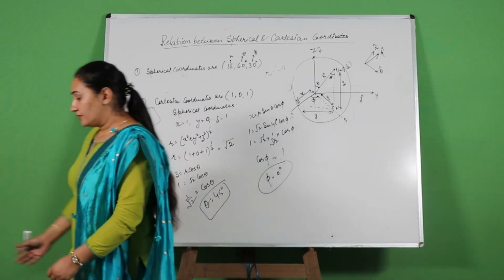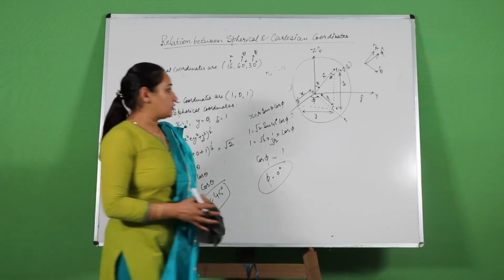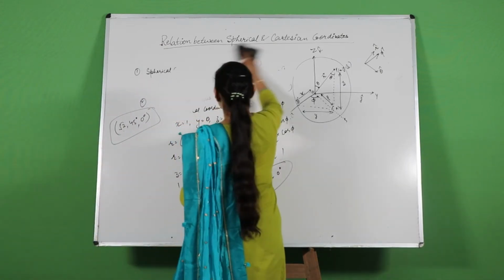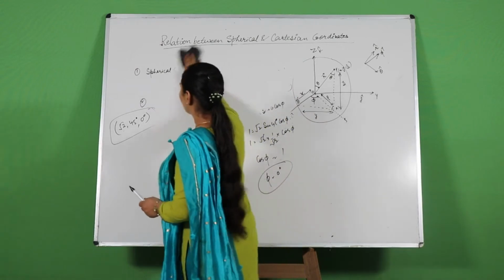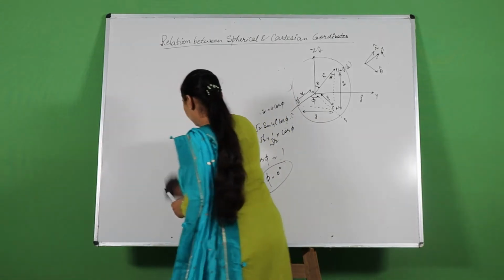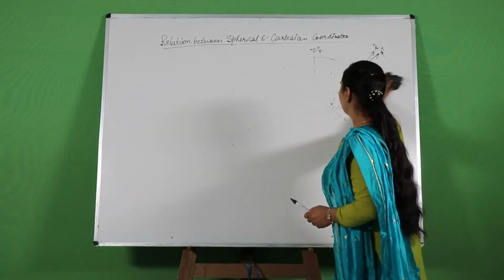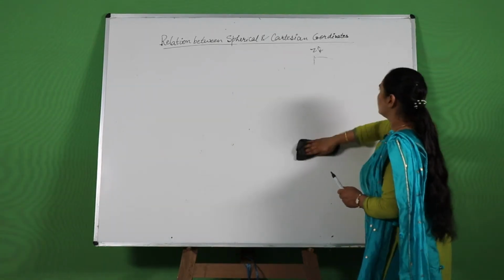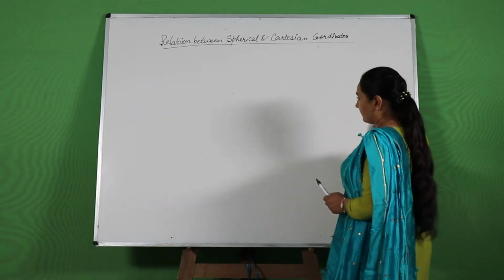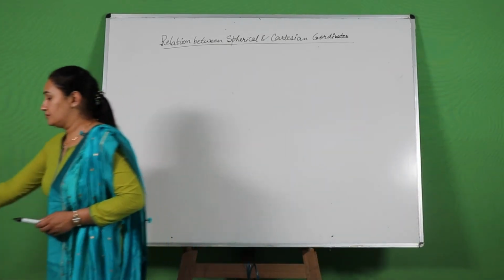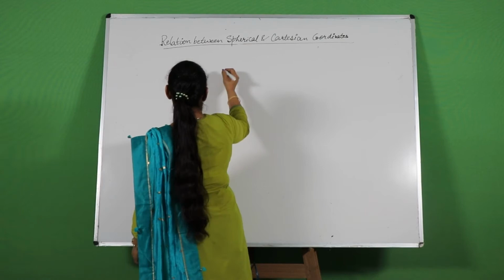Now next we will move on to the plane polar coordinates. We have studied about Cartesian coordinates, we have studied about spherical polar coordinates, relation between them. We had a little introduction of cylindrical coordinates also. Now let us talk about plane polar coordinates. What are plane polar coordinates?